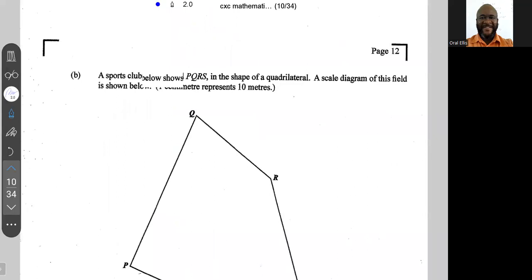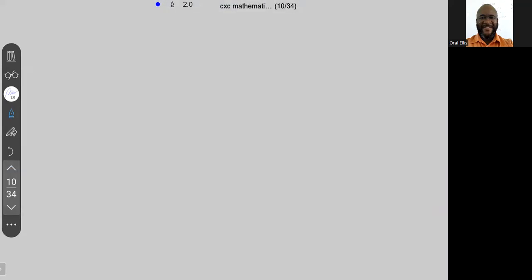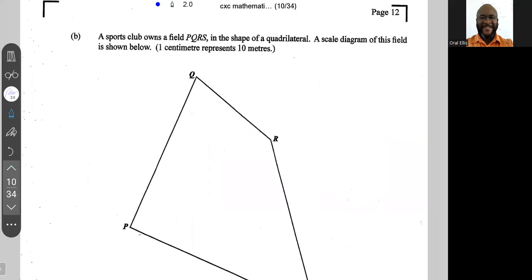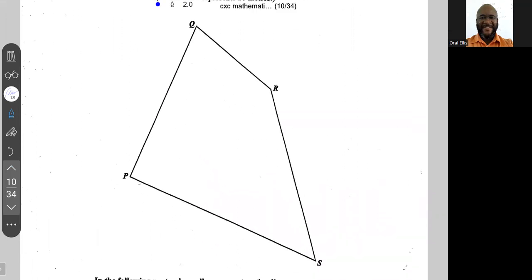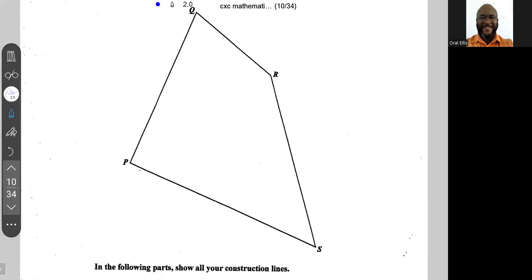All right, the B part of the question. I think this has some construction. It says a sports club owns a field PQRS in the shape of a quadrilateral. A scale diagram of this field is shown below. So 1 centimeter represents 10 meters. So this is a scale diagram of the field that is owned by the sports club.